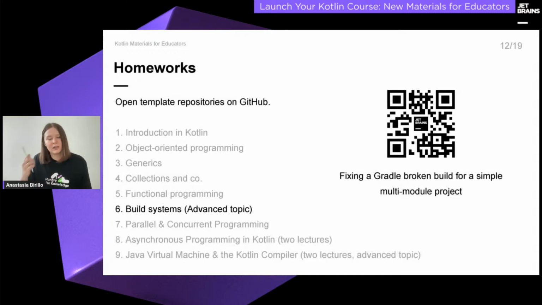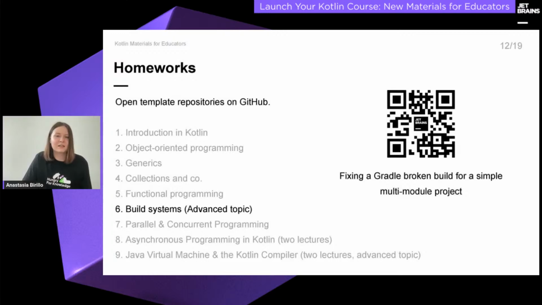The next homework is about the Gradle build system, and in these projects students usually don't need to write much code. The main goal of this homework is just to fix a blocking Gradle build for a simple multimodule project. We collected some popular issues students struggle with in Gradle, and students need to fix them step by step to learn how they can solve different problems with build systems for Kotlin projects.